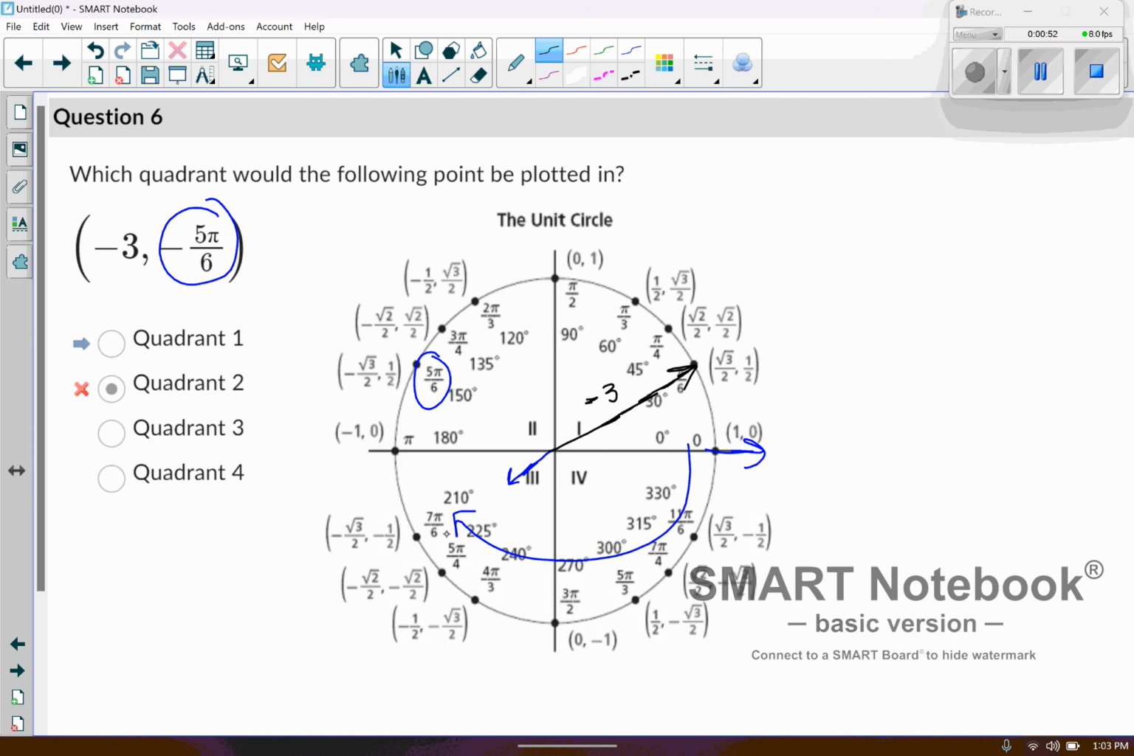So I rotated over here. So this was my target right here. But because of the negative, it causes me to go 180 degrees in the other direction. And so I'm going to end up here in quadrant 1.